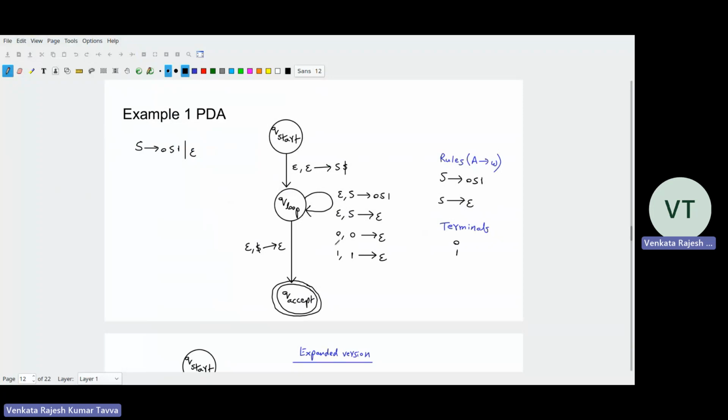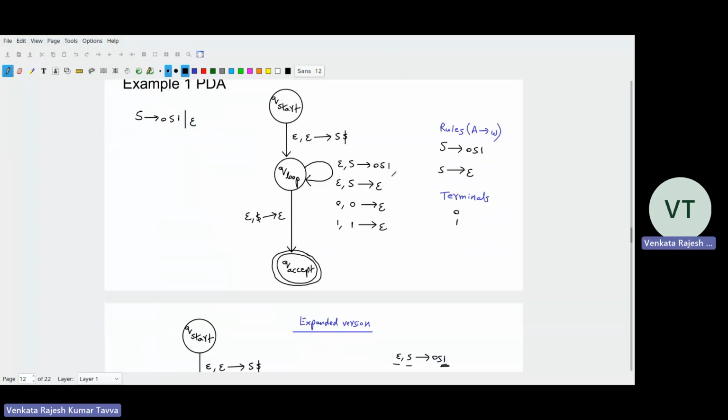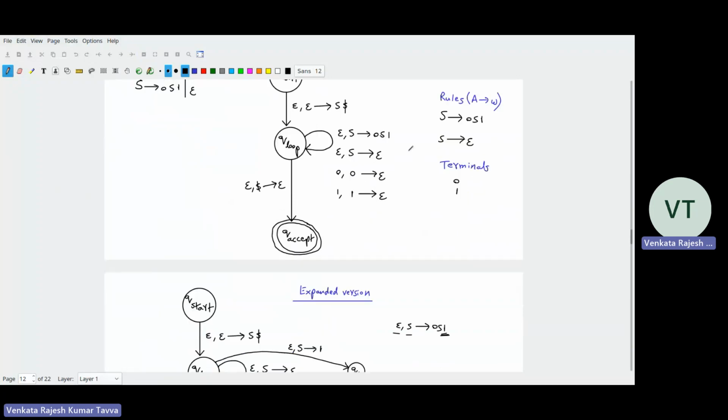And for each terminal, you add a rule like this. If I'm reading 0 and I see 0 on top of the stack, pop it. And for 1, if I'm reading a 1 and I see 1 on top of the stack, pop it. That's it. So whatever number of rules you have, plus whatever number of terminals you have, that many total transition rules you will have. Finally, you will see a dollar on top of the stack. Just pop it and go to the accept state. And this particular case, S goes to 0S1, is a shorthand notation for an expanded version.